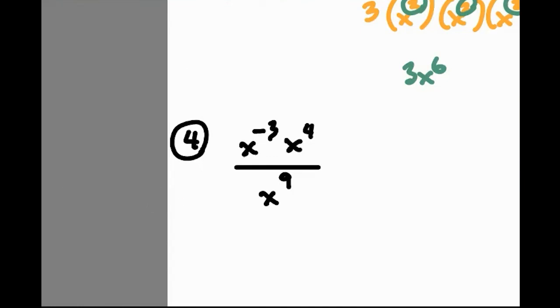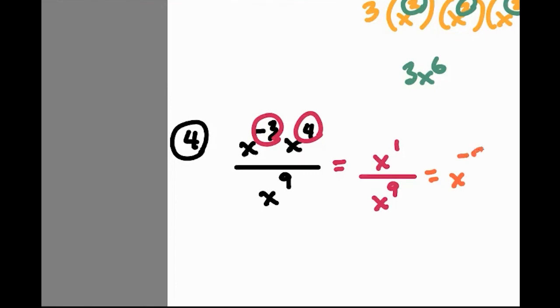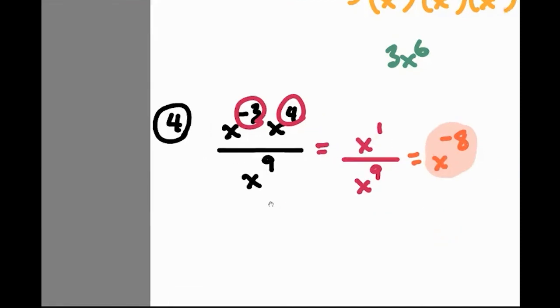Everyone has an answer? So this one's going to be adding these two up, so you get x to the first, over x to the 9th. The next step is you subtract. You're going to end up with x to the -8, because 1 minus 9 is -8. Okay, it's one way of doing it.